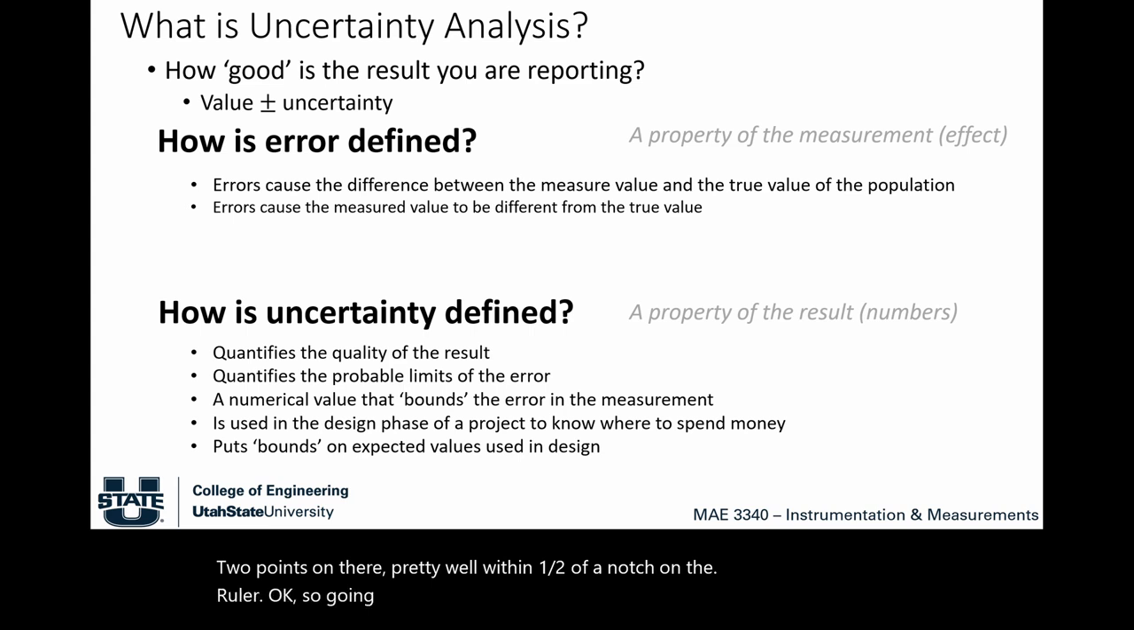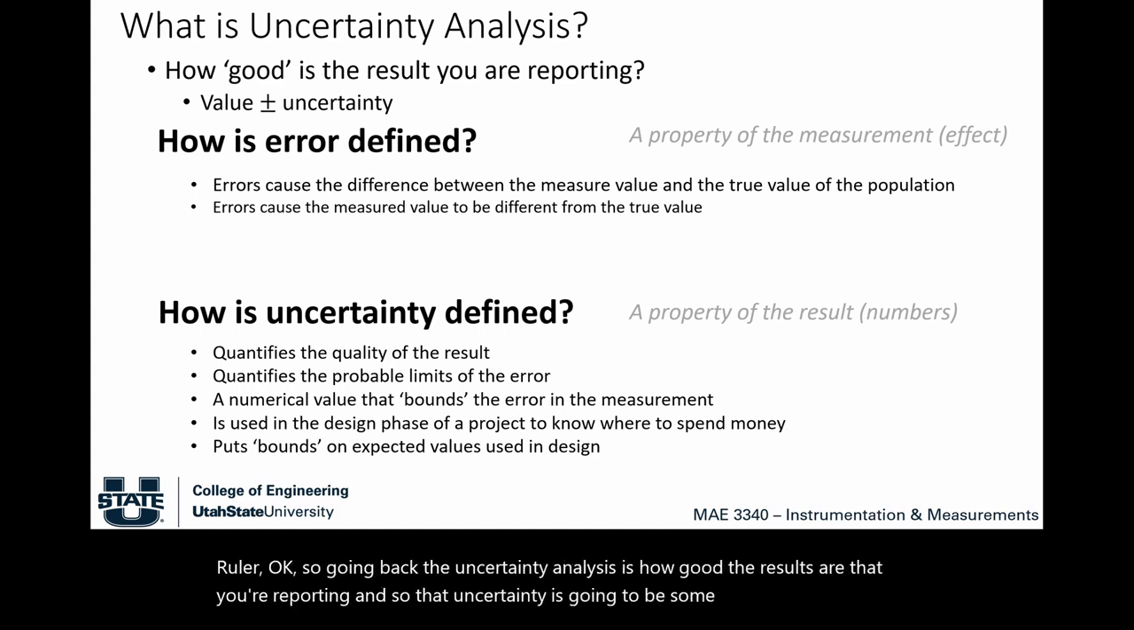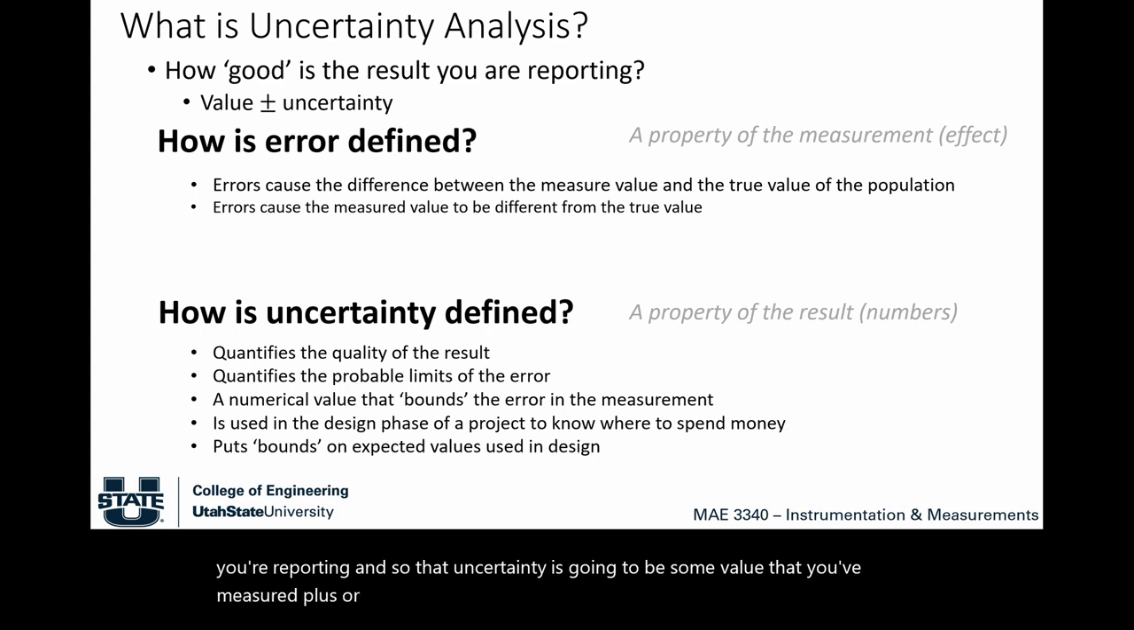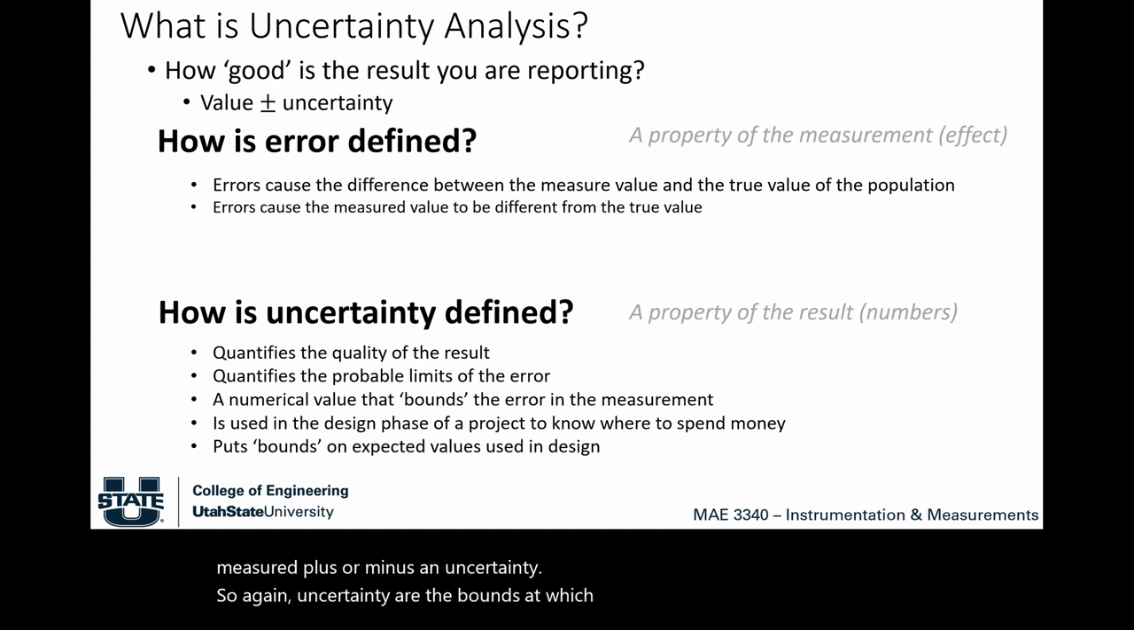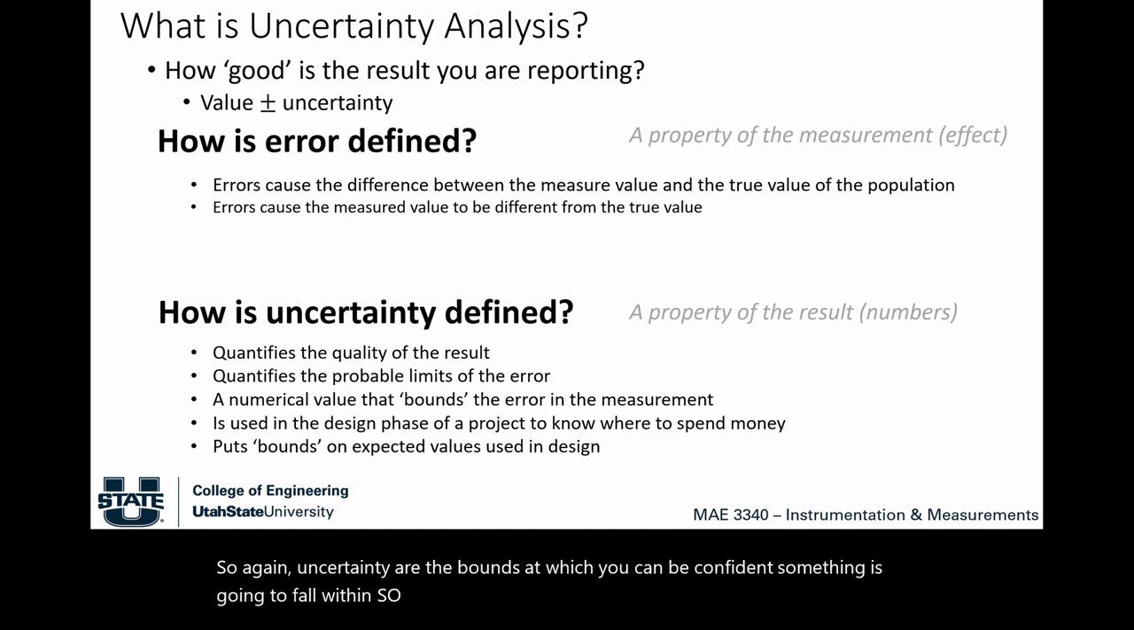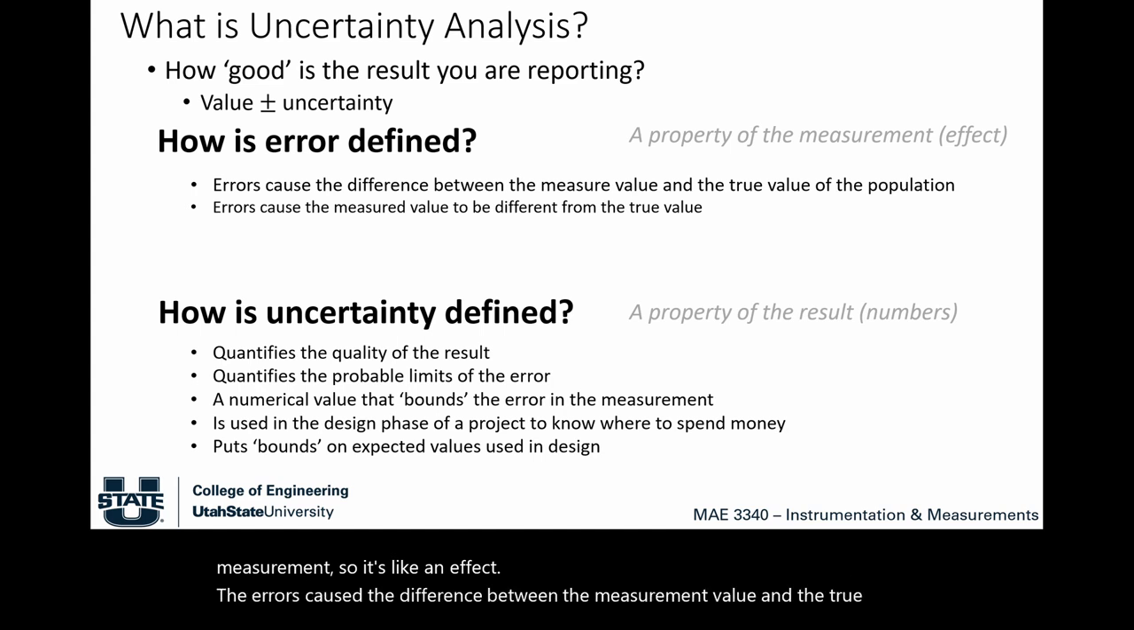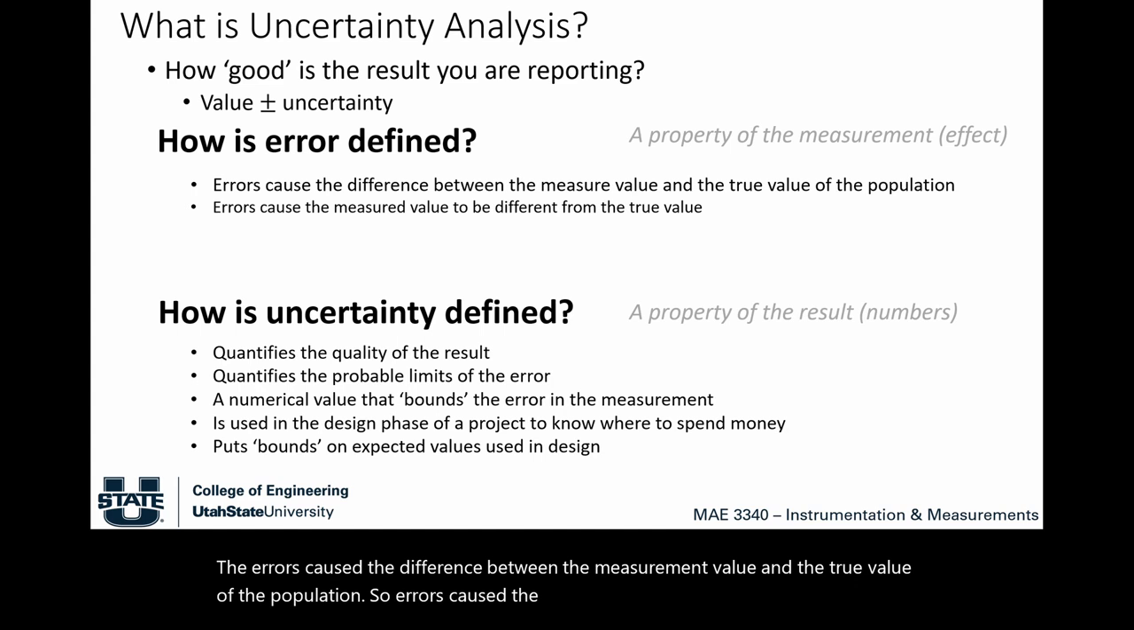Okay, so going back, the uncertainty analysis is how good the results are that you're reporting. And so that uncertainty is going to be some value that you've measured plus or minus an uncertainty. So again, uncertainty are the bounds at which you can be confident something is going to fall within. So again, how is error defined? Well, it's a property of the measurement. So it's like an effect. The errors cause the difference between the measurement value and the true value of the population. So errors cause the measurement value to be different from the true value.